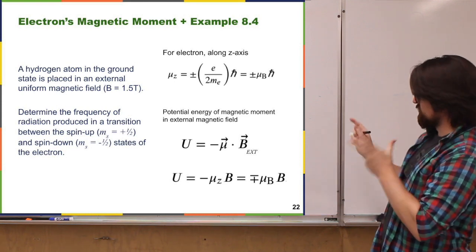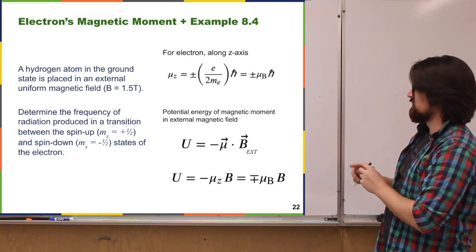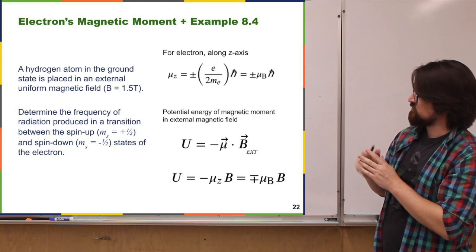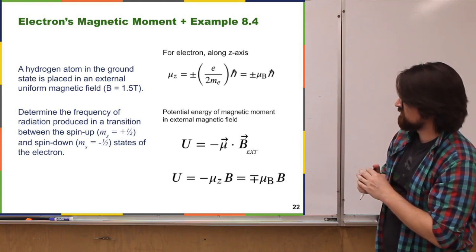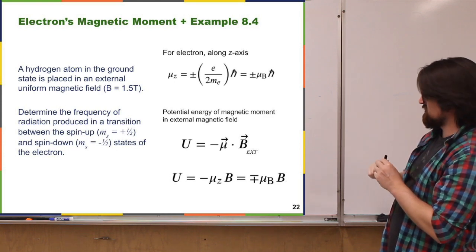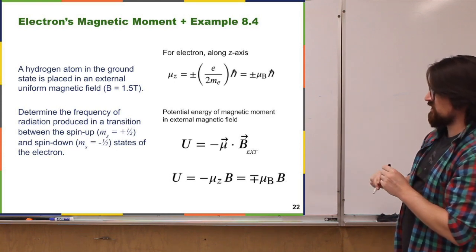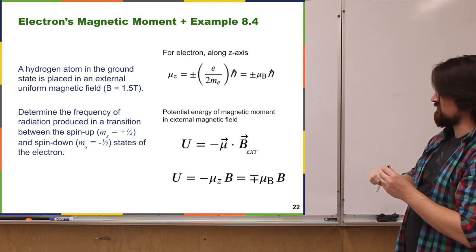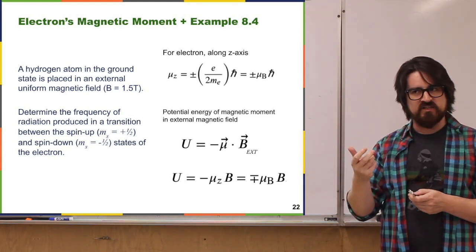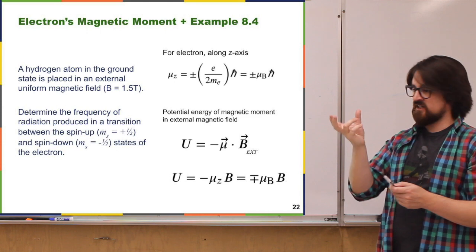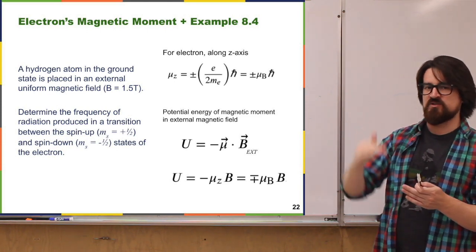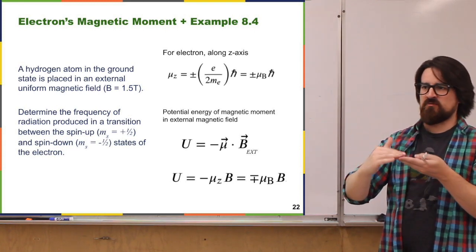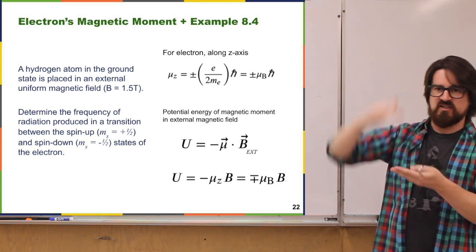Let's then put some numbers to this potential energy business that I was talking about, where we think about a hydrogen atom in the ground state that is placed in an external magnetic field, where the magnetic field strength is 1.5 teslas. We're asked to determine the frequency of radiation produced in a transition between a spin up and a spin down state. Just due to the fact that the electron has this spin property, it can make transitions between those states, just like it made transitions in the Bohr model, say from n equals 2 to n equals 1, n equals 3 to n equals 1, right?